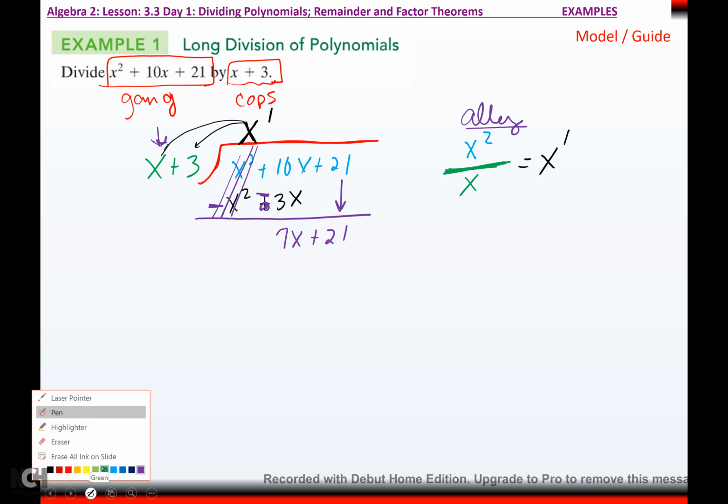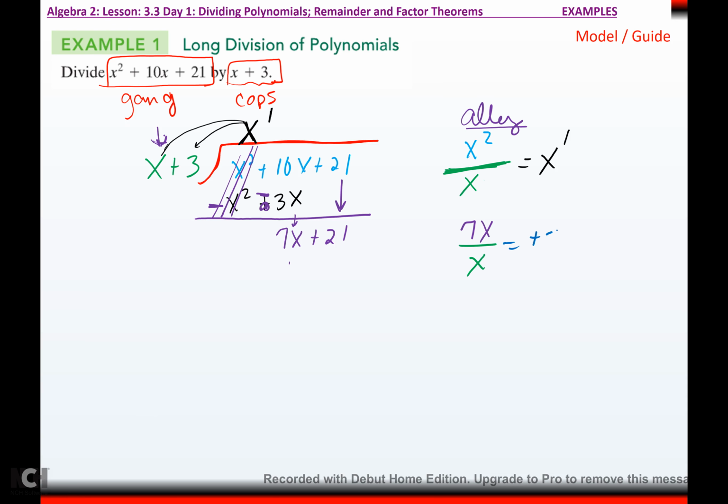Next, again, the lead detective's pretty smart, so here's your new gang leader. And he convinces that guy to go out in the alley. Not the smartest tools in the shed, are they? And they make a division deal. 7x divided by x is positive 7, so that's what goes up. And again, the cops have to do the secret shake, or their disguise. So x times 7 is positive 7x.